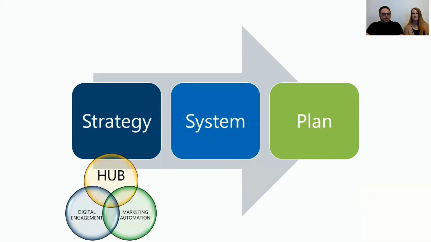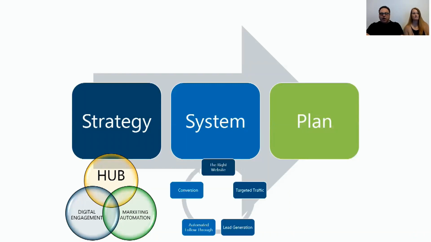That leads us into the C3 method: Hub, Automation, Engagement. And from there, we have the F5: the right website, targeted traffic, lead generation, follow through, happy client, rinse and repeat. So that's a little recap on day 1. If you haven't watched day 1, please go back and watch it. It's a fairly short video, and it really goes through the strategy of these next several days.